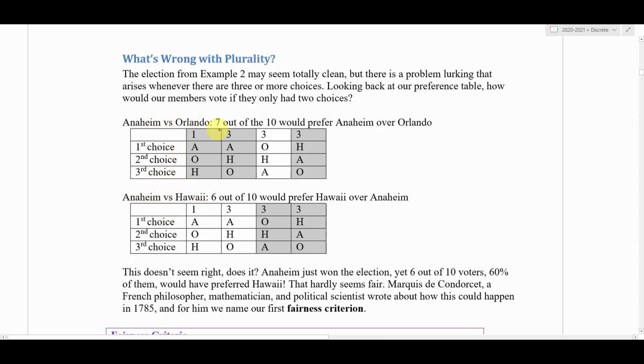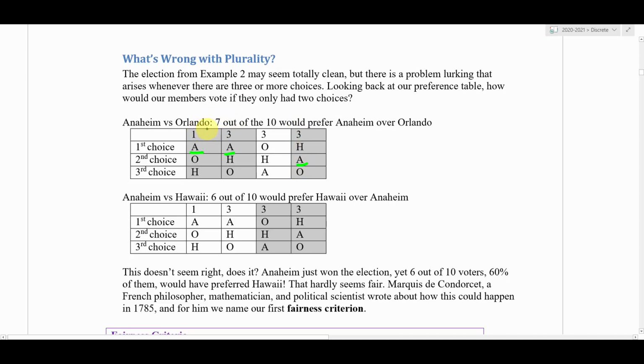All right. So if I look at Anaheim versus Orlando, right, Anaheim is preferred higher than Orlando here. So this person preferred Anaheim over Orlando because Anaheim is their first choice and Orlando is their second. Now here, for these 3 people, Anaheim is preferred again over Orlando, right? And these 3 had Anaheim as their first choice, Orlando as their third choice. And if I go here, Orlando is higher, but in the last column, Anaheim is choice 2, Orlando is choice 3. So again, Anaheim is preferred over Orlando by 3, 6, 7 out of our 10 voters.